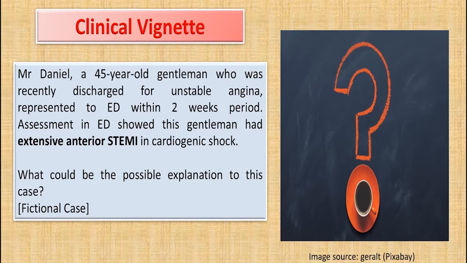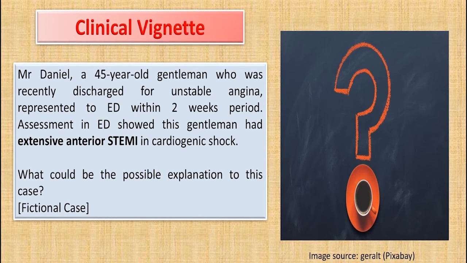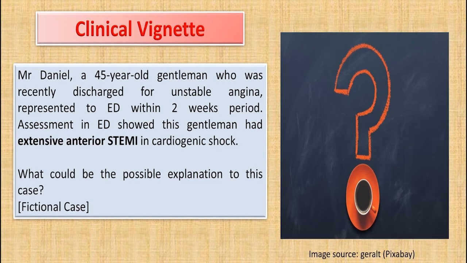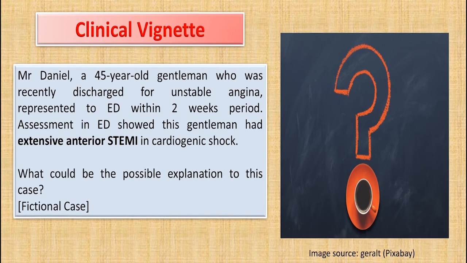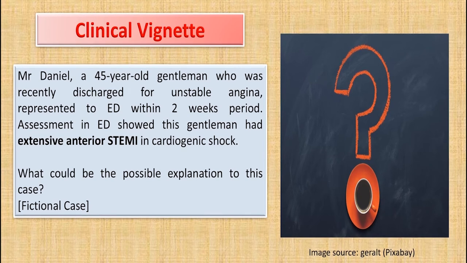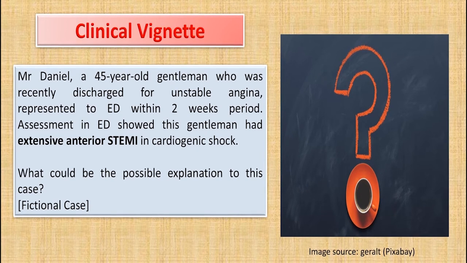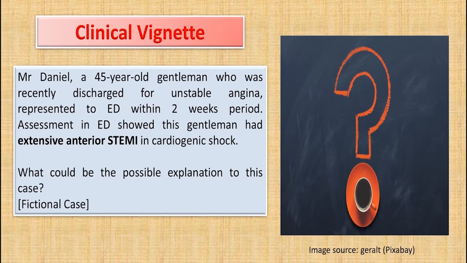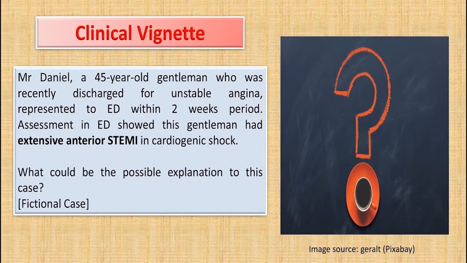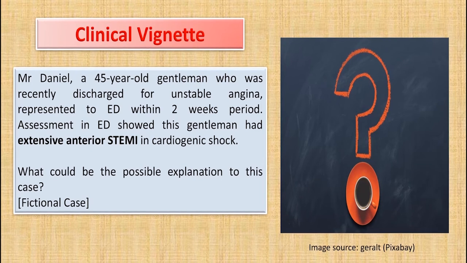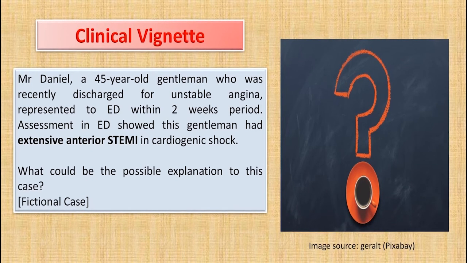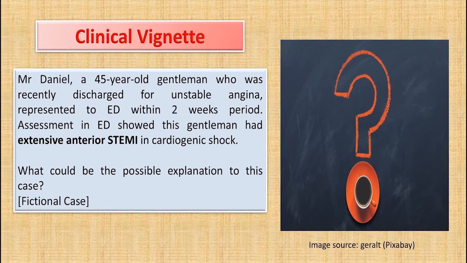Mr. Daniel, a 45-year-old gentleman who was recently discharged for an uncomplicated unstable angina, represented to the emergency department within 2 weeks. This time around, during assessment in the ED, it showed that this gentleman has suffered from an extensive anterior STEMI and cardiogenic shock. Do you have any idea how this could happen? Or could we have missed something in his last ECG?